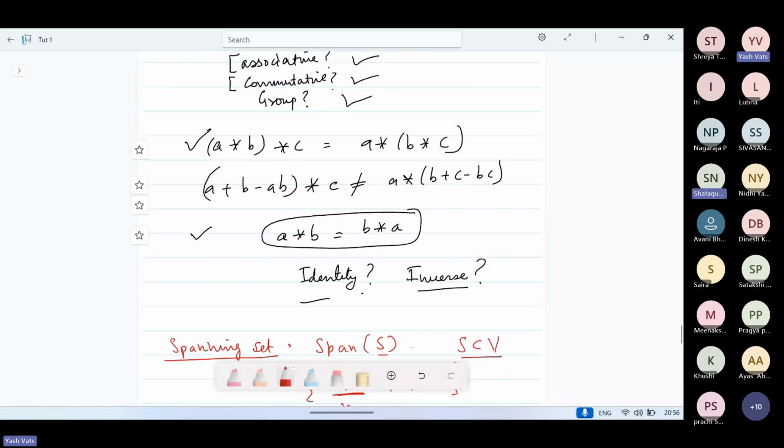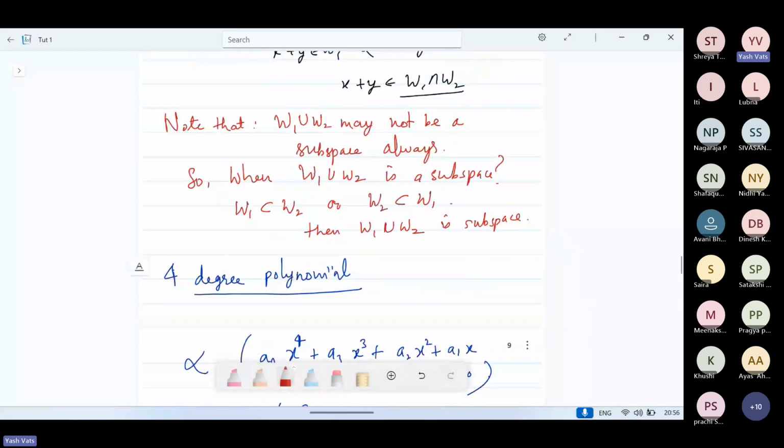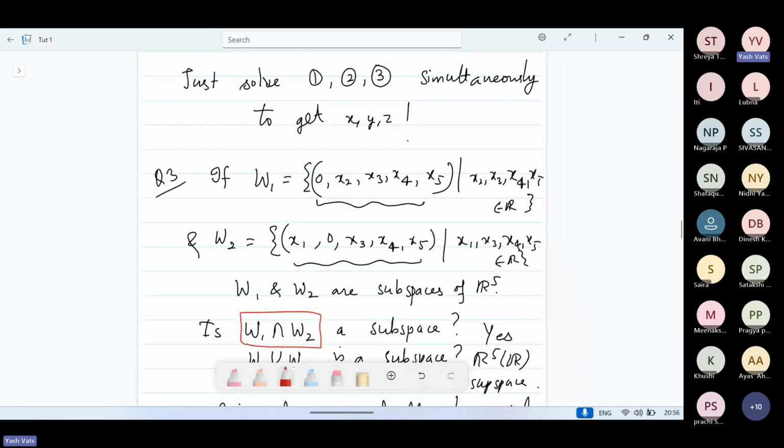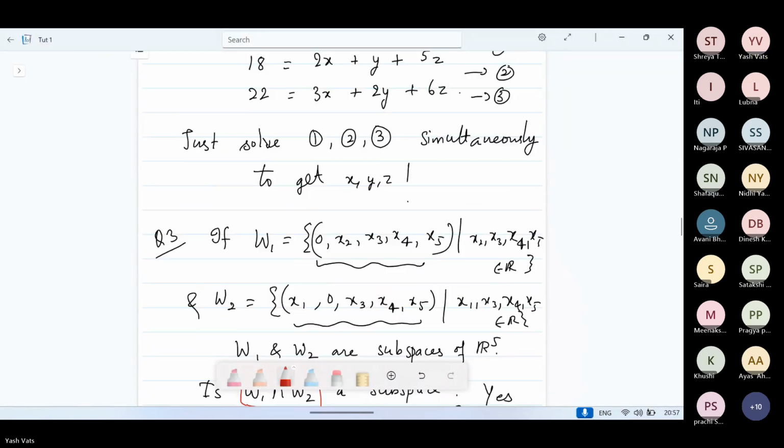There is a question: what is the dimension of the subspace W1 intersection W2? You can check what the basis of W1 is. As a hint, how do you write W1 as a span of this vector, 0, 1, 0, 0, 0? Similarly, you replace here 1, here 1, here 1, so you have 1, 2, 3. It is a spanning set consisting of 4 vectors.